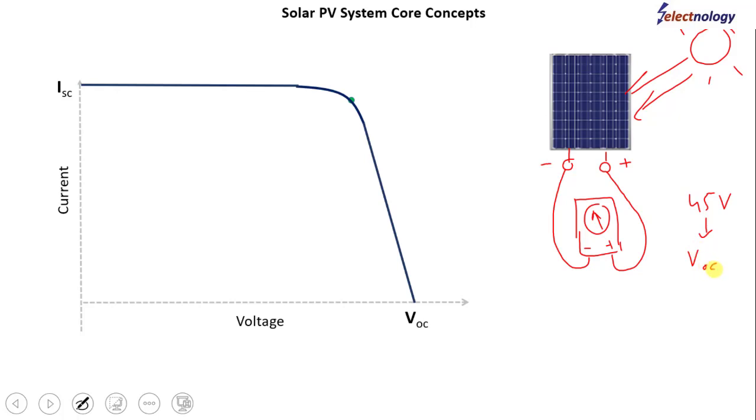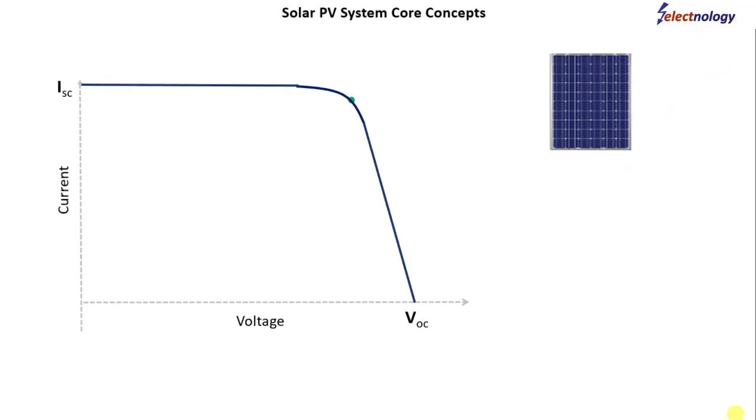Open circuit means that there's no circuit and there's no load, and we're just measuring the voltage across the terminals of a PV module, and assuming it is giving 45 volts at a particular time of the day. Now let's connect a load to this PV module. These are the positive and negative terminals of the PV module.